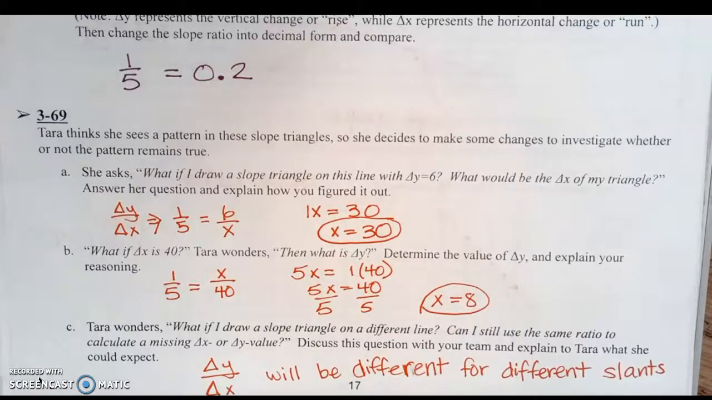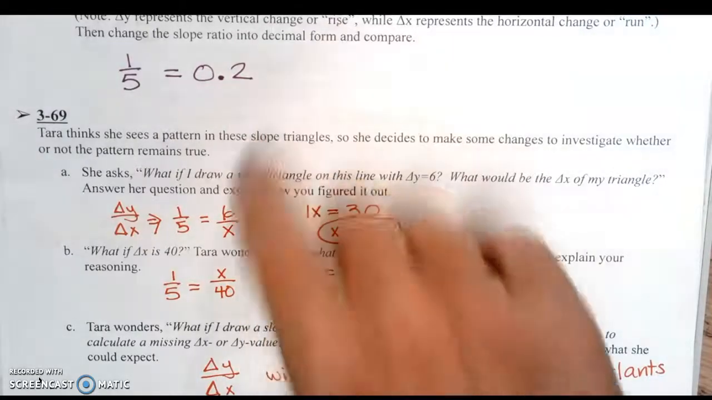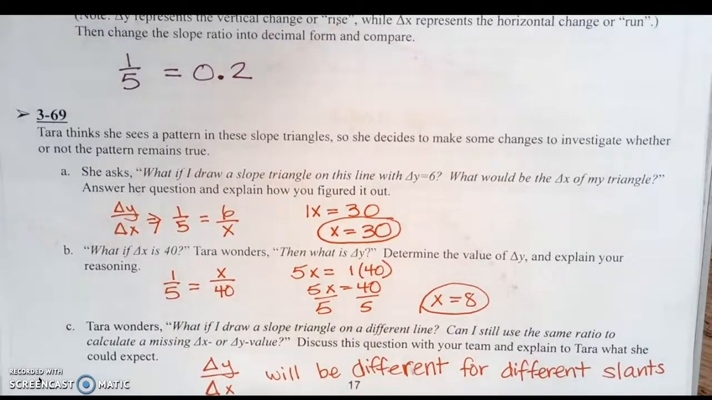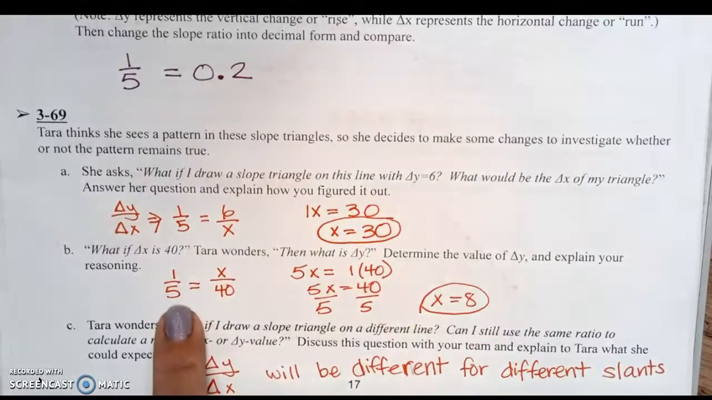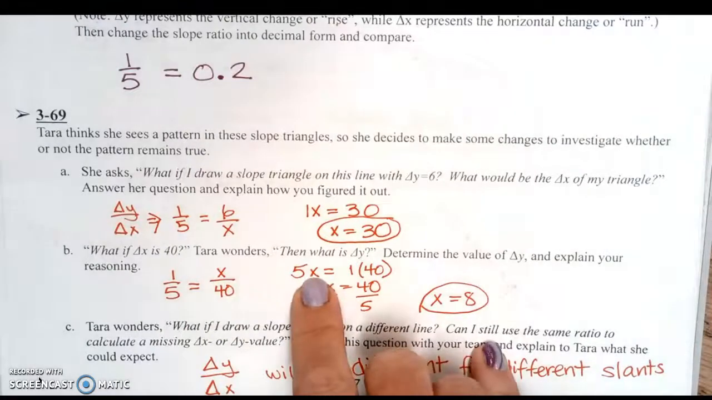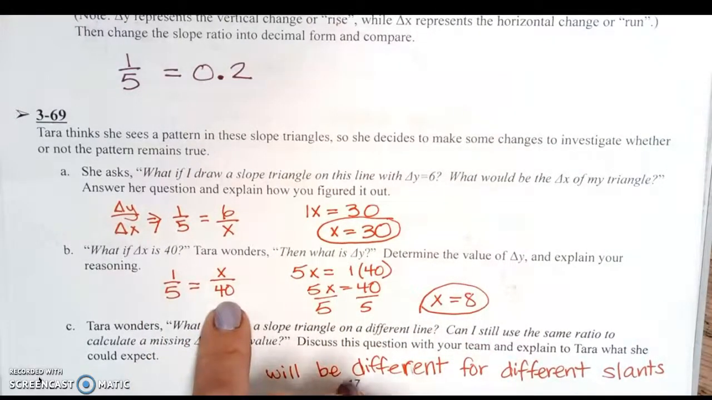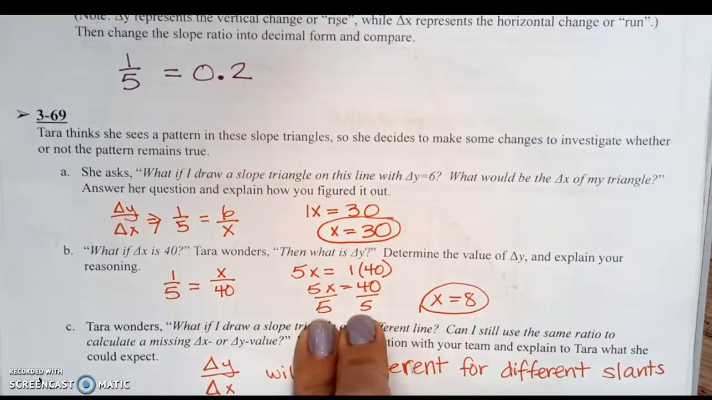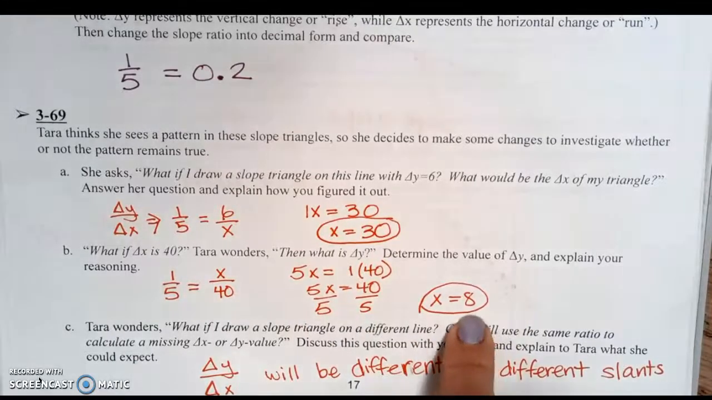Okay? Part B says, what if the change in x is 40? Tara wonders, then what is the change in y? So now we're going to fill in the denominator and put our variable in the numerator. But we follow the same basic pattern. You set up the proportion equal to 1/5. You do the cross product, so 5 times x is 5x. Set that equal to 1 times 40, which is going to give you 40. Divide both sides by 5, and you're going to get x equals 8.